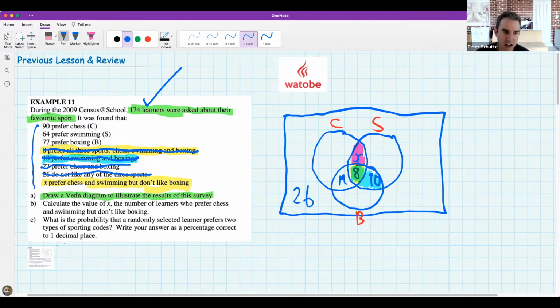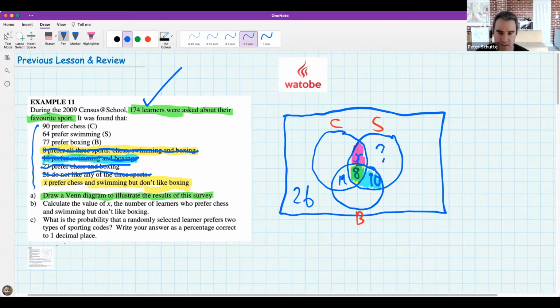Give me a thumbs up if you understand how I put the X there. X prefer chess and swimming, but don't like boxing. I want to see if I've done a good job explaining this. Do you understand how I put the X there? X prefer chess and swimming, but don't like boxing. That's why the X has to be by itself. Okay. I see Nikki has raised. Okay, cool.